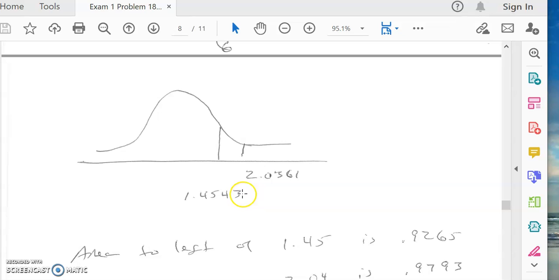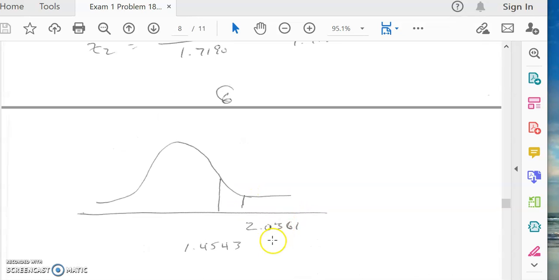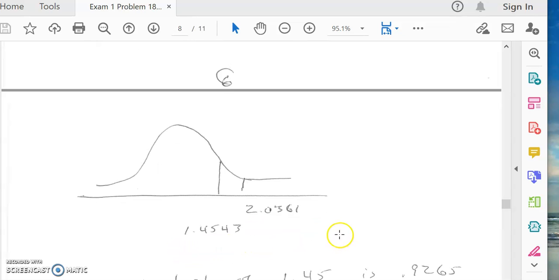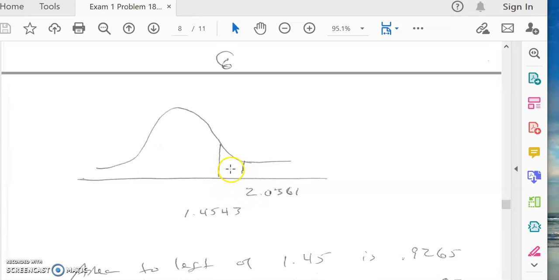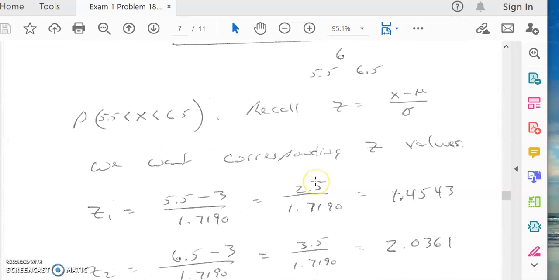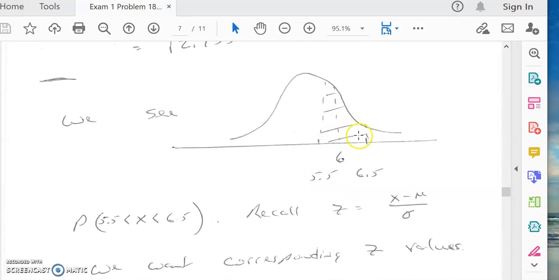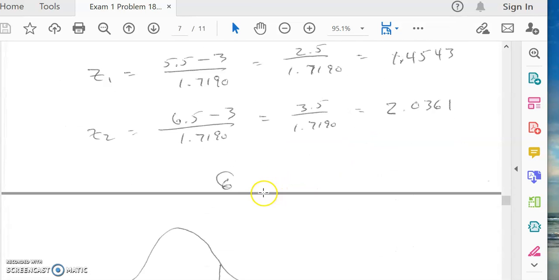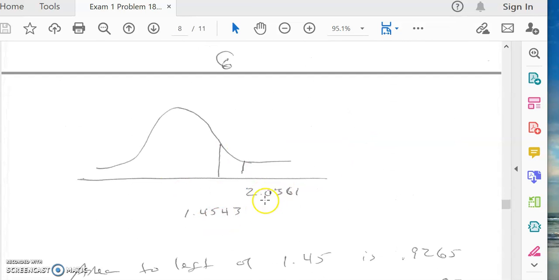Okay, so now here's my new cartoon. The z values are 2 point blah blah blah and 1.45 blah blah blah. Okay, these are my two z values. I'm going to find this area right here. Now we can do it. Whereas before, I would have had to use this crazy formula that's in the book to find this area. It's too hard, so I transform it to z values. Now it's very, very simple.